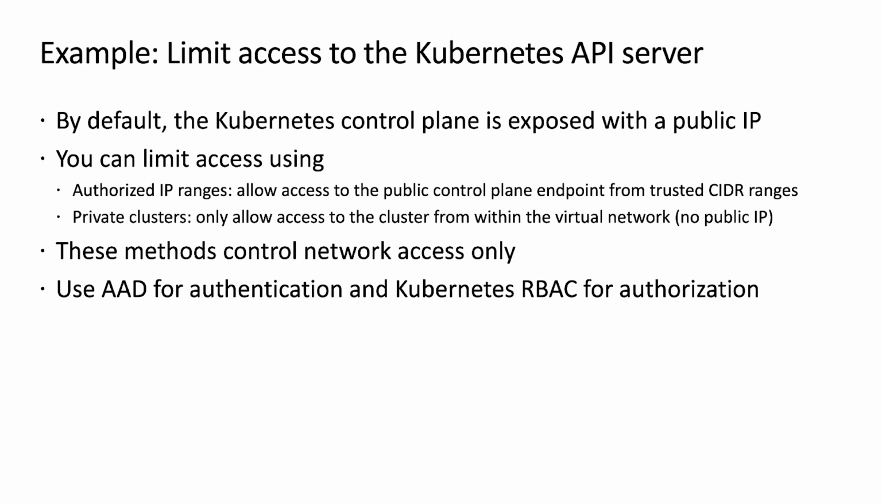Now, as I alluded to, those methods are strictly for controlling network access. They don't have anything to do with authentication or authorization. That's where you'll want to introduce Kubernetes RBAC, which is turned on by default for all AKS clusters, but then also associated with Azure AD as an authentication mechanism, and set up the appropriate RBAC roles and role bindings within the cluster to ensure that only the right set of users are doing the operations that you want to allow.